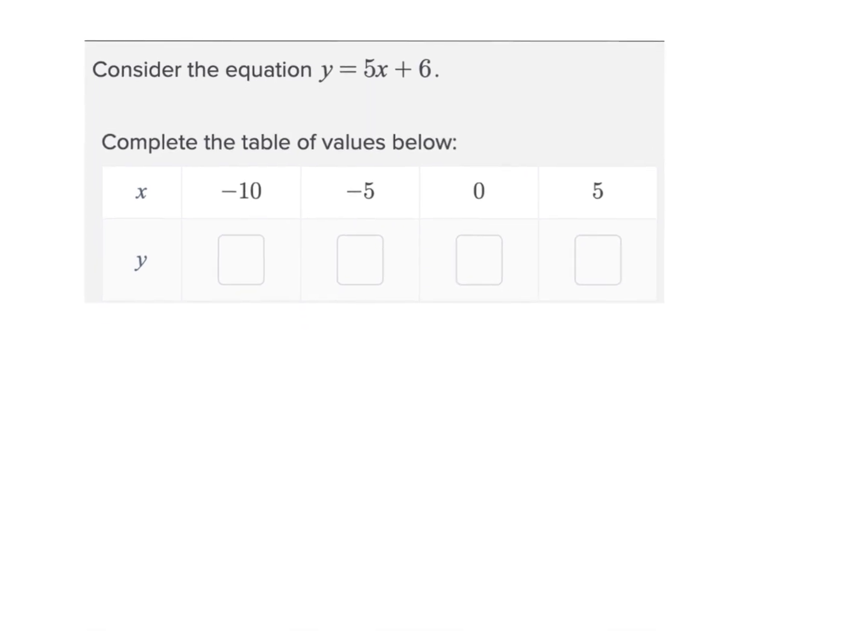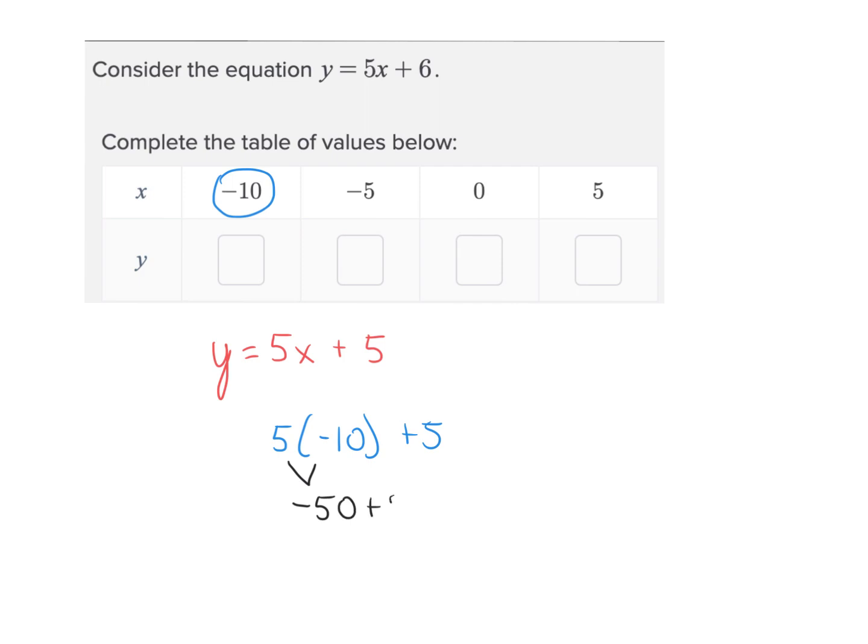So let's take a look at this equation here, right? This may look a little scary, but we're just using what we knew from the last unit on our equations, and you're just going to plug in what they give you for x. So if they give you negative 10, you're going to plug in negative 10 here. So 5 times negative 10 is negative 50. So we would plug that in here to tell us what y equals. So y would be negative 45.